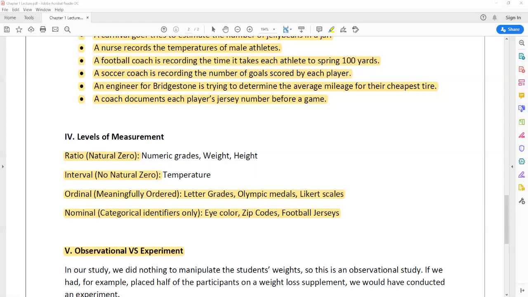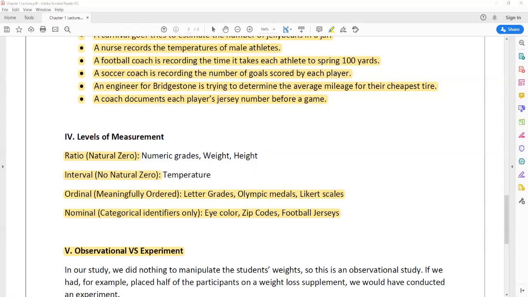Ordinal means you can put the data into a meaningful order. Let's talk about letter grades. I know that I would rather have an A than a D, but I would rather have a D than an F, which means I can take those letter grades and I can put them in an order that's meaningful. In other words, some are better than the others. Same thing with Olympic medals. If given the choice, most of us would prefer the gold over the silver, and we would prefer the silver over the bronze, because there's an order there, and those orders do have meaning.